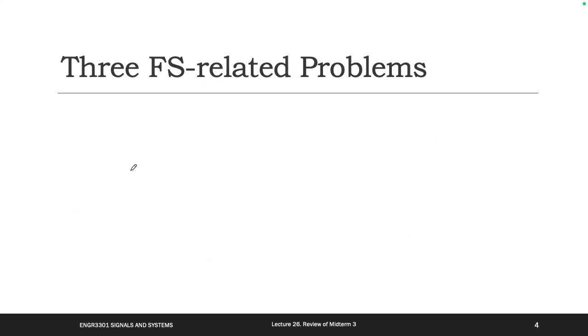Okay, let's try to review 3 FS related problems. Do you remember which 3? Which 3? We're going to use the GFT? Yeah, just be brief. So we're going to use the initial ones, the latest, what's it called?